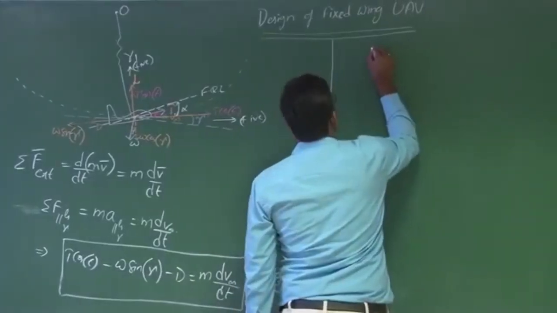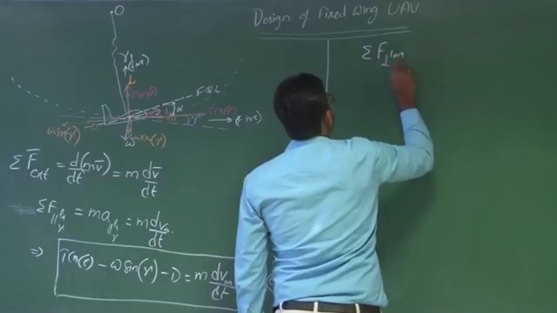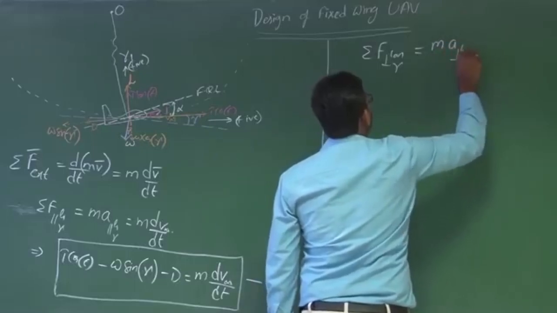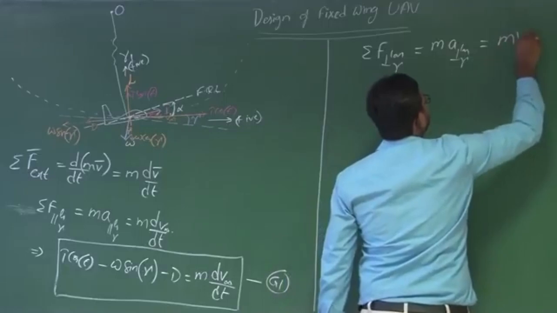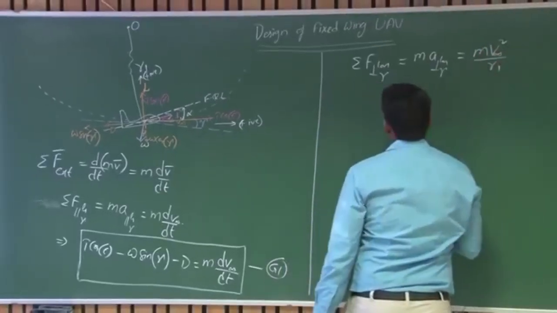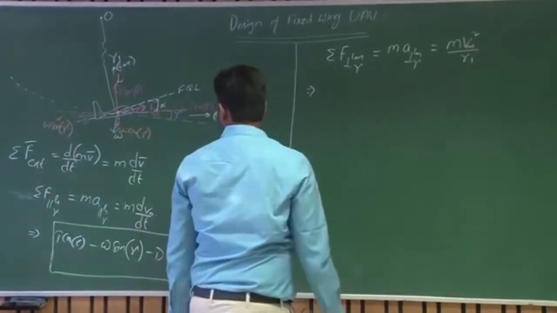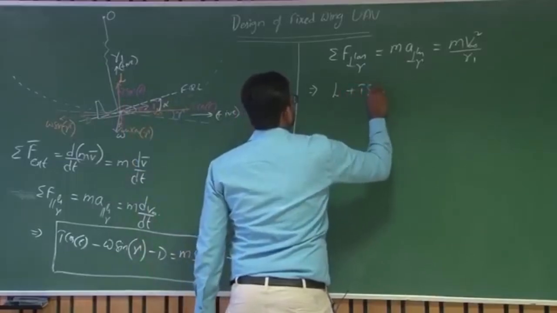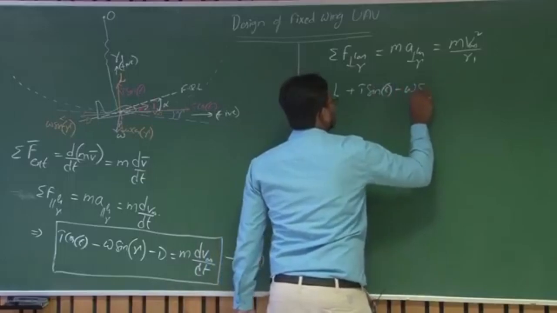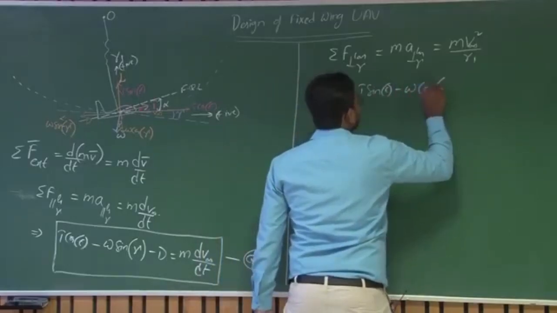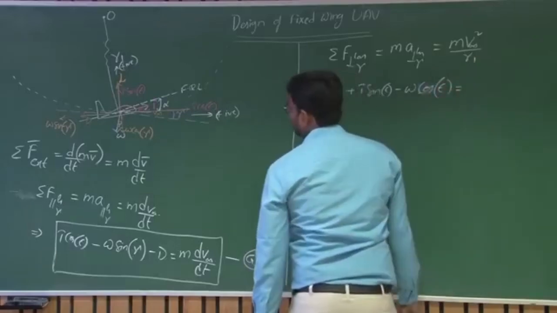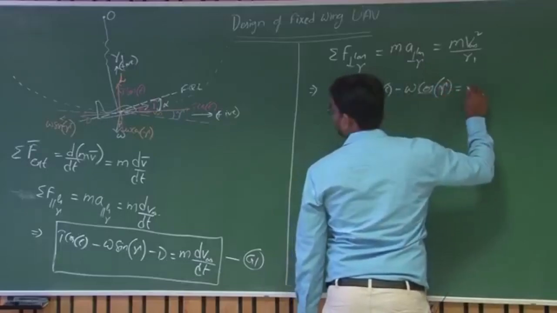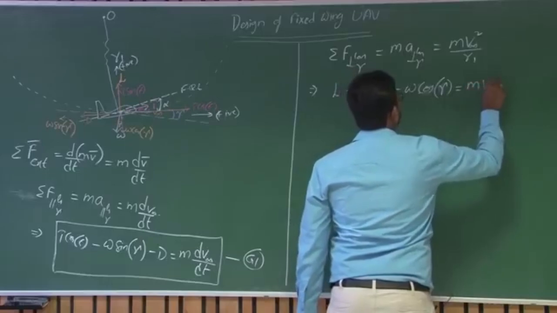And what we have is the forces acting perpendicular to gamma, which is equal to mass into acceleration perpendicular to the flight path. That is equal to m V infinity square by r1. This implies the total forces acting perpendicular to the flight path are L and the component of thrust, minus the weight contribution along the negative axis, W cos gamma, sorry, please correct it, this is cos gamma, is equal to m V square by r.